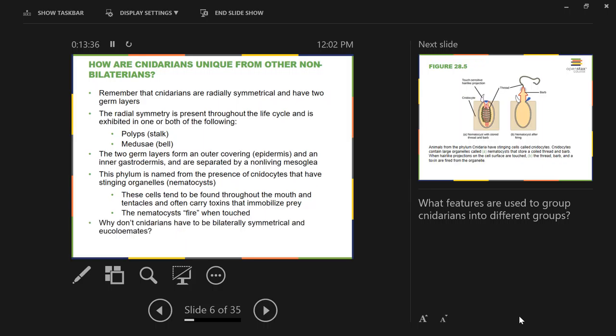All right, so what I want you to do is this. I want you to take a couple of minutes, thinking along those lines, and answer this question. Why don't cnidarians have to be bilaterally symmetrical and eucoelomates? Okay, they are radially symmetrical, and they can't be a eucoelomate because you can only be a eucoelomate if you have three germ layers. And they only have two, right? Okay? So think through this question, talk through this question with those around you, and come up with a list of reasons, not one reason, but a list of reasons in which they are not bilaterally symmetrical and why they are not eucoelomates. All right? 2 minutes, starting now.